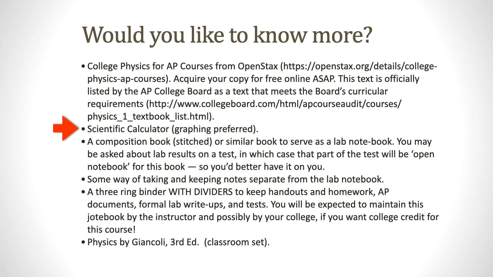You're still going to need a scientific calculator, a composition book. You can keep on using the one from last year as your lab book. Some way of taking notes and keeping them separate from your lab book. A 3-ring binder with dividers. This is something we tell you every year, that you might need to show this to your college. It's still possible, so you should be keeping your handouts, homework, return projects, and so on. And somewhere locked away at school, we've got our classroom set of Physics by Giancoli.